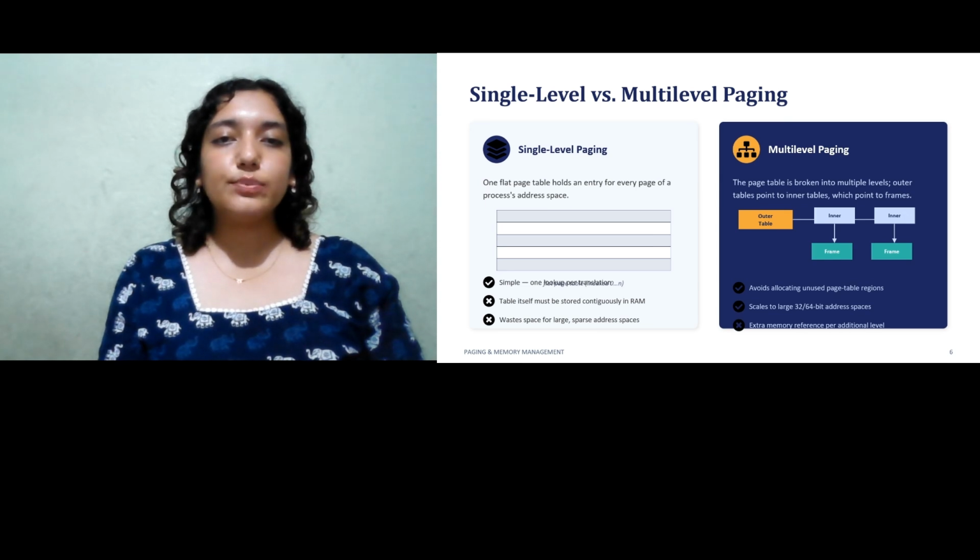An outer level points to an inner table, which points to the actual frame. This means we only allocate table space for parts of the address space that are actually in use, which scales much better for large 32-bit or 64-bit address spaces. The trade-off being one extra memory lookup per additional level.